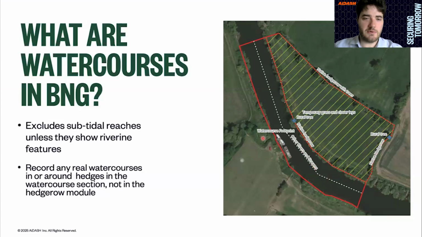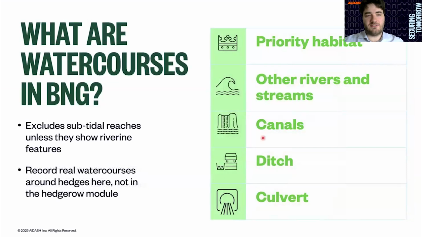That's how generally we tend to map watercourses in BNG, and we map them in different types, don't we?